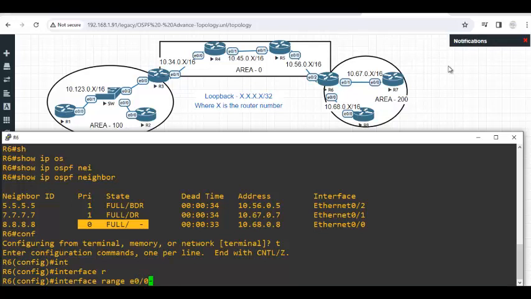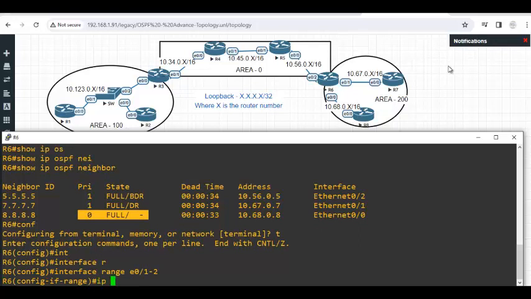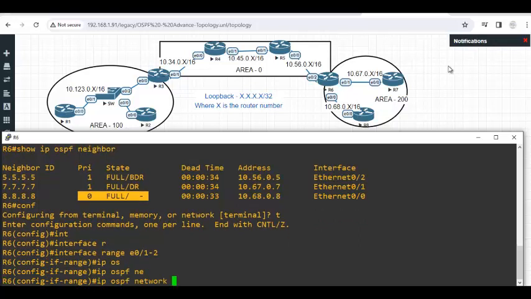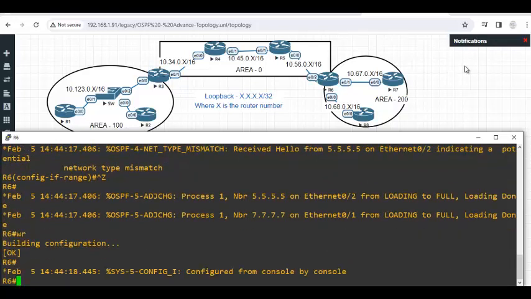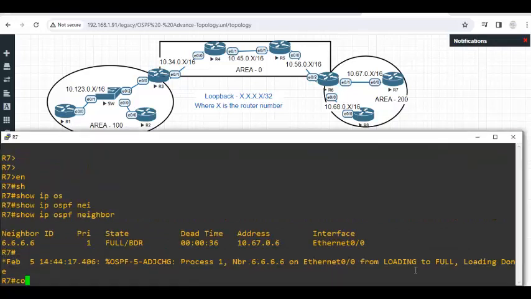Same LAN, I meant. E0/1 is one LAN. E0/2 is another LAN, isn't it? Another broadcast domain. Now I'm saying IP OSPF network type point-to-point. Likewise, I have to do it on router 7. Interface Ethernet 0/0, IP OSPF network type.